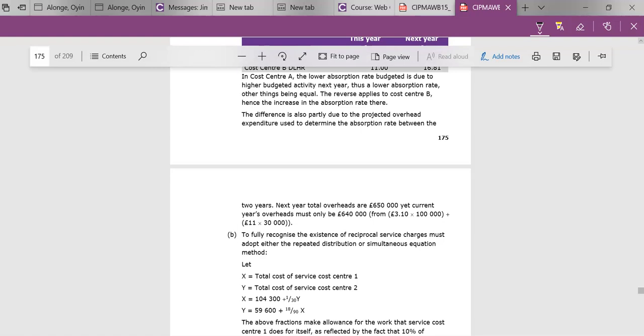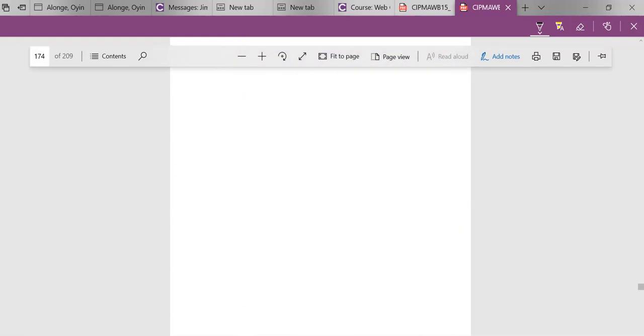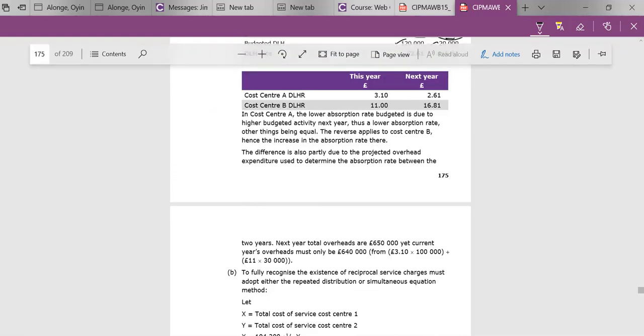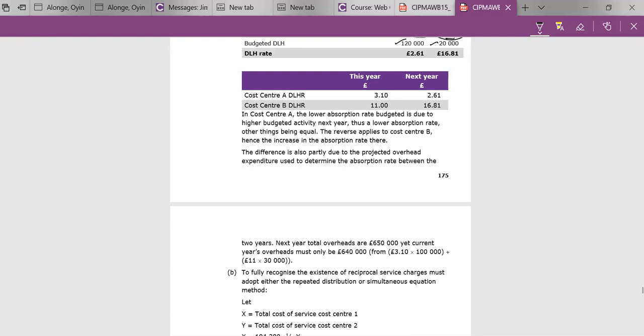I think the question goes on to ask you, why is one higher than the other? Well, it must be, right? So this year you had £3.10. Next year you have £2.61. So it must be because the overheads are less.